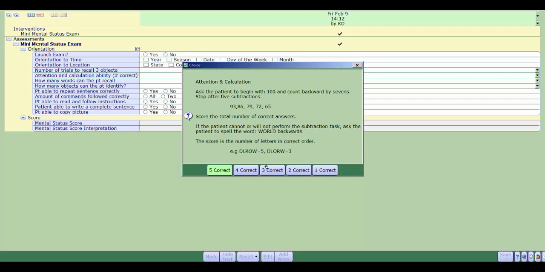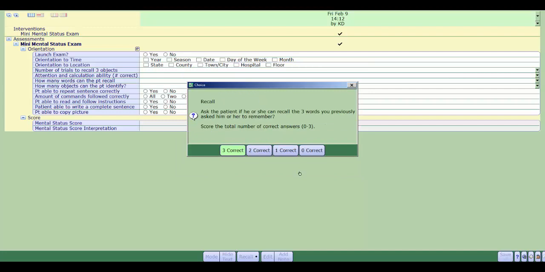This question assesses the patient's attention and calculation abilities, asking them to either subtract backwards by 7s or spell the word world backwards. Use the footer buttons to mark how many correct answers they provided. The recall question asks the patient to recall 3 unrelated objects from question 3 and score the number correct.